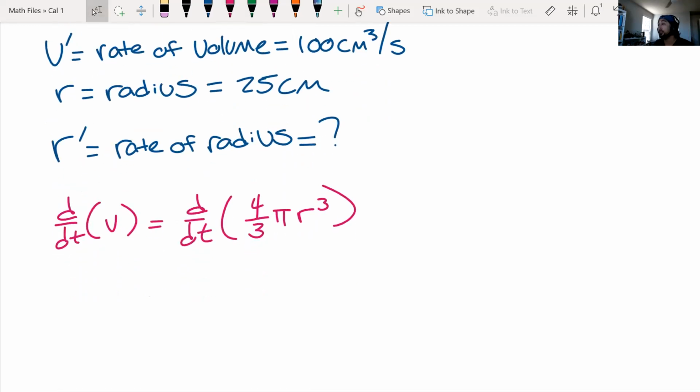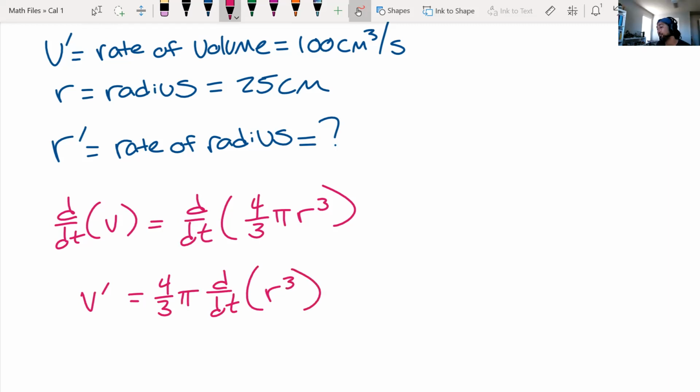Now the implicit derivative of volume is going to be dV over dt, or once again, I like to do the notation V prime. Just know they mean the same thing, dV over dt and V prime. On the right side, I'm just going to take some terms and move them to the outside. And those terms are the constants or the coefficients 4/3 pi. The reason I'm taking this out is so you can see what we're actually taking the implicit derivative of: d over dt of r cubed.